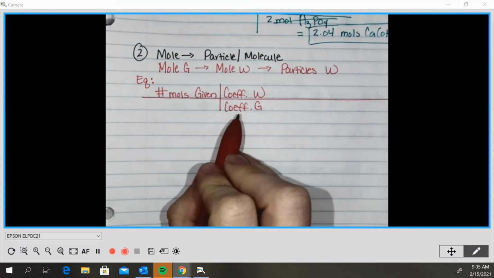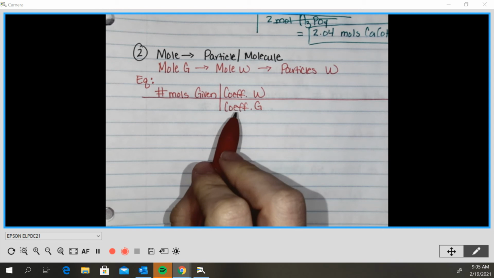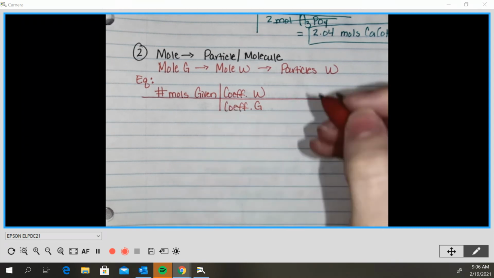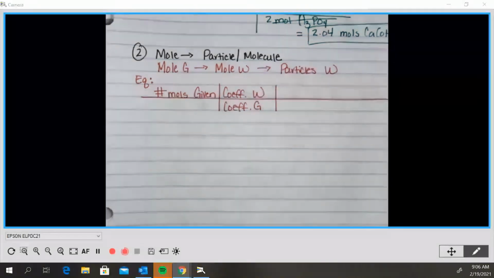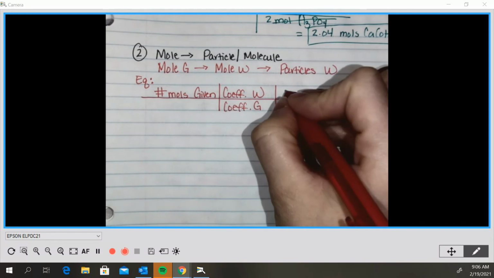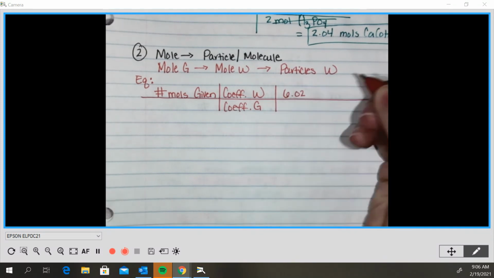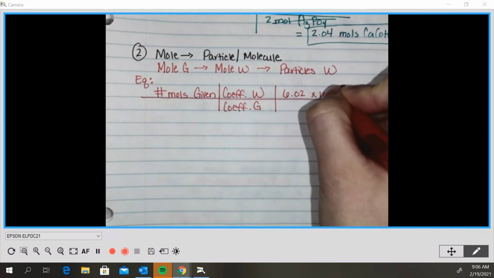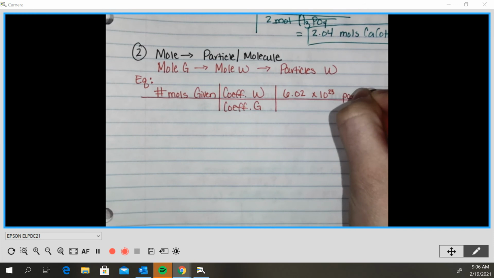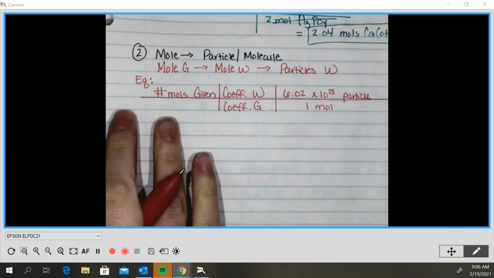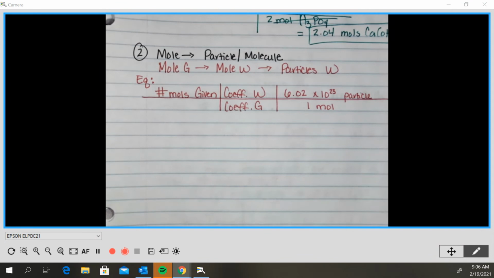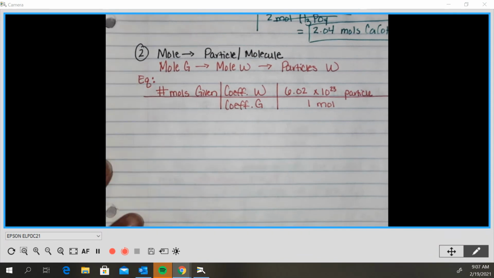Remember that we get these coefficients from a balanced chemical equation. Okay, so these come from a balanced chemical equation. And then the last thing that we're going to do is figure out how many particles we have. So we're going to be using Avogadro's number again. So we're going to multiply times 6.02 times 10 to the 23rd particles over 1 mole. So this is kind of our general setup that we're going to be using. So our example problem.